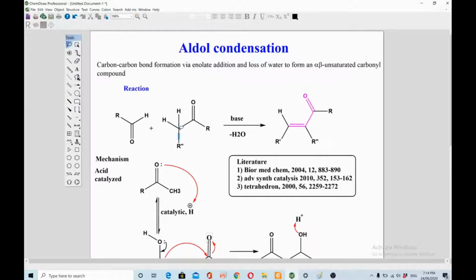What the base does is deprotonate one of the alpha hydrogens, making a nucleophile that attacks this carbon to give you the aldol condensation product. This is the product we call an alpha beta unsaturated carbonyl compound. This is alpha, this one is beta, that's why we call it alpha beta unsaturated because of this double bond, and here is a carbonyl group, that's why it's an alpha beta unsaturated carbonyl compound.